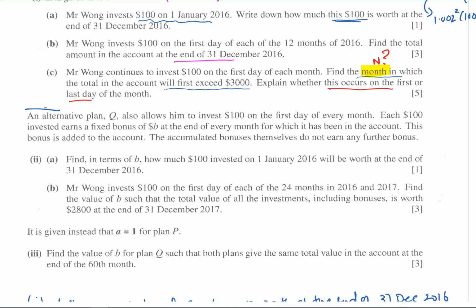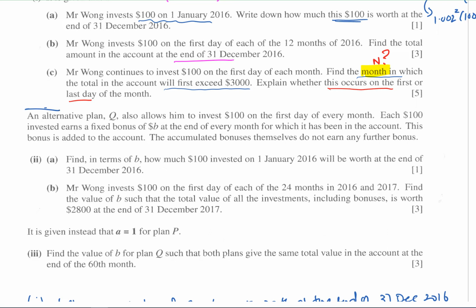So for which it has been in the account. So just imagine, I have actually invested $100, so I get B dollars as bonus. If I have invested two $100, I get two B dollars as bonus. So every $100 gets you the bonus. If let's say in 12 months you have placed 12 $100, your bonus will be 12B. So the idea here is it all depends on how many $100 you have.